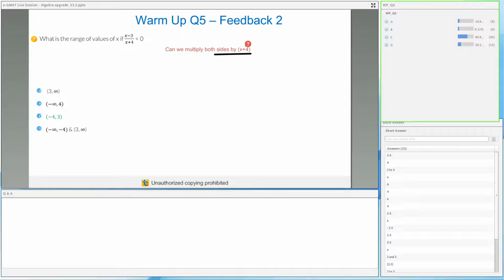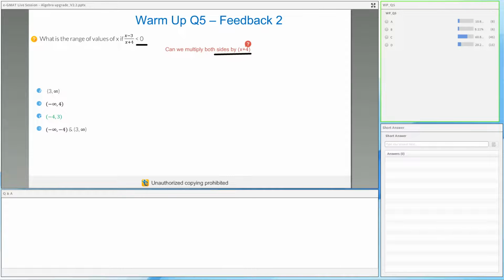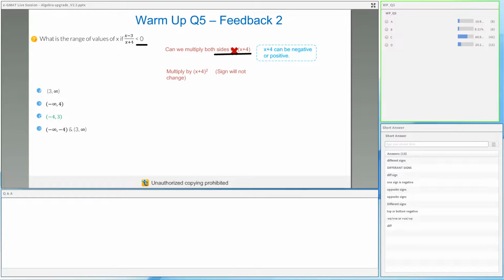I'm looking for the fraction being less than 0, can anyone tell me, when I have a fraction, say a by b, and the fraction is less than 0, in what ways can I get a negative value in terms of the sign of the numerator and denominator? Different signs, right? The numerator could be negative and the denominator positive, or vice versa. However, instead of going into that complexity and trying to solve by taking both these cases, we can simplify it by multiplying both sides by (x plus 4) whole square.